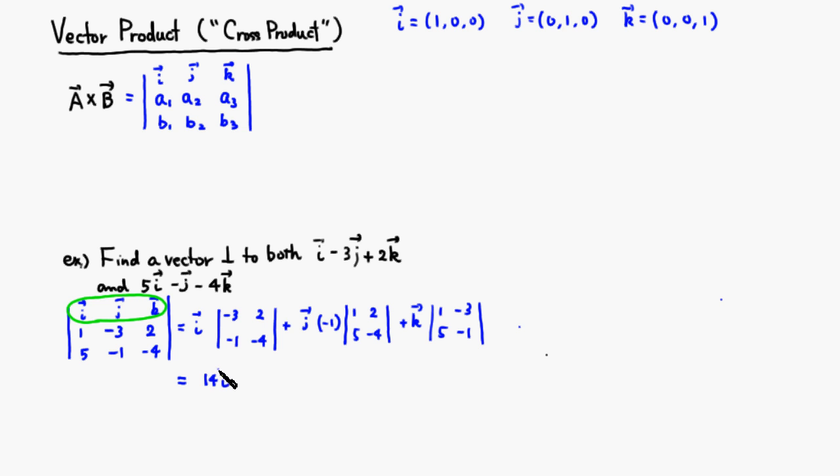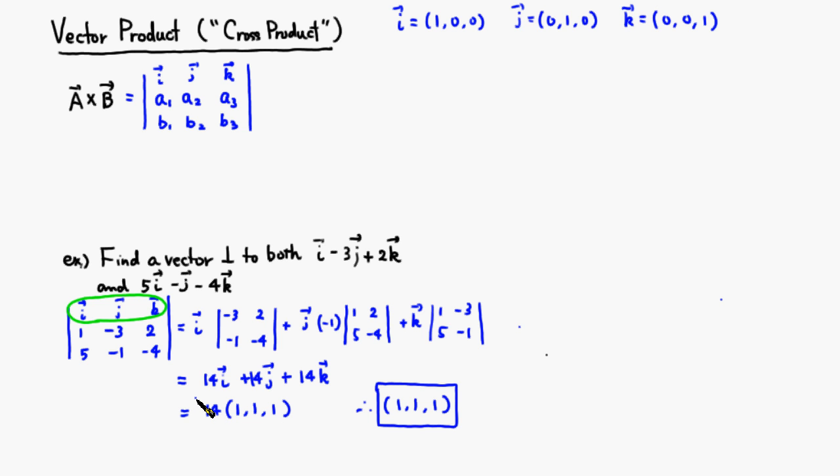So 14i. And then this is going to be negative: 1 times -4 is -4, minus 10, so -14 with a negative sign, so it's a positive 14j. And the plus: it's -1 minus negative 15, so another 14. Which is the same thing as, I'm going to pull out 14, so 14 times (1, 1, 1). If you're looking for just a vector that's perpendicular to both, it would be 1, 1, 1. So that's how you compute the vector product. I just rescaled it because it's multiplied by 14.